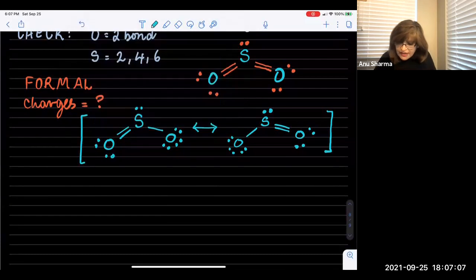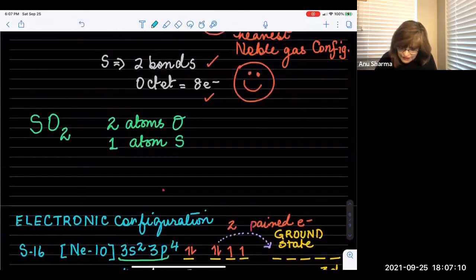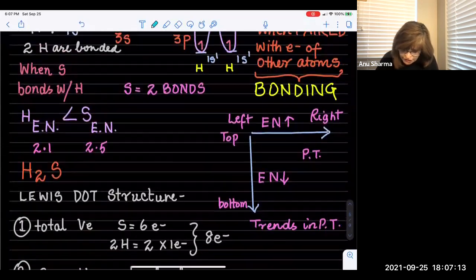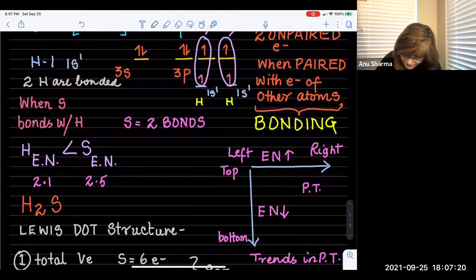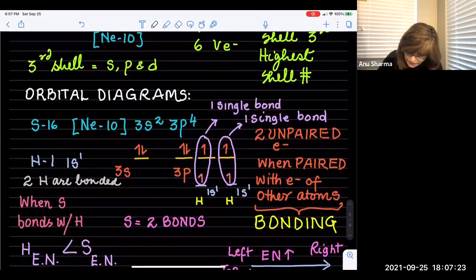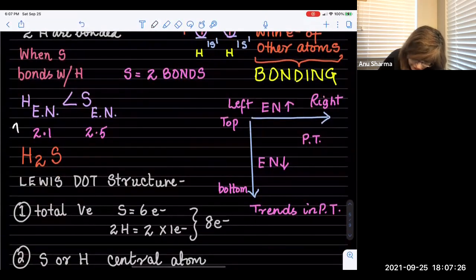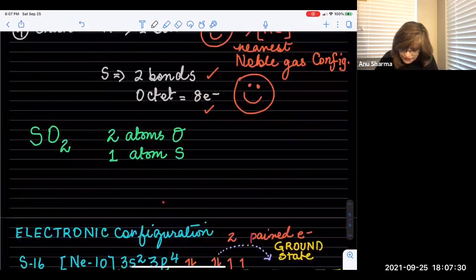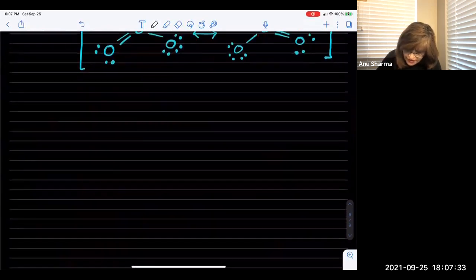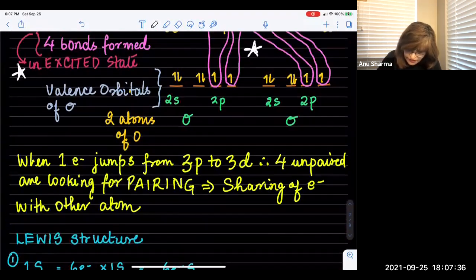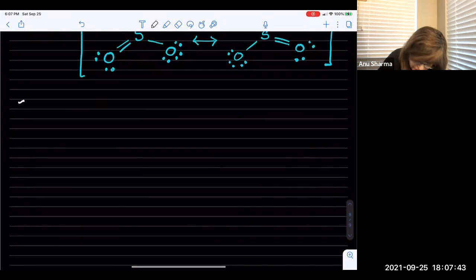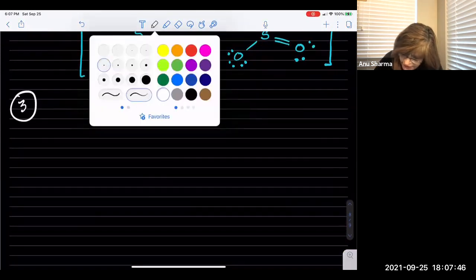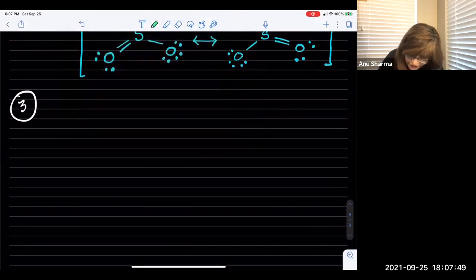So now let's look at a scenario with sulfate. What's happening with sulfate? We did H2S. This is one example with H2S. This is the second example with sulfur dioxide. And let's do the third example, sulfate. Here we have sulfur connected to four oxygens with a minus two charge.